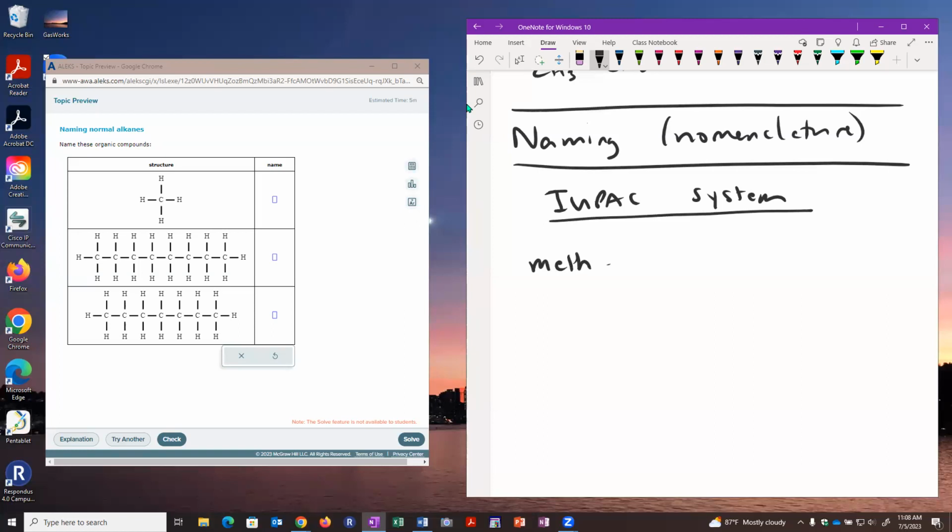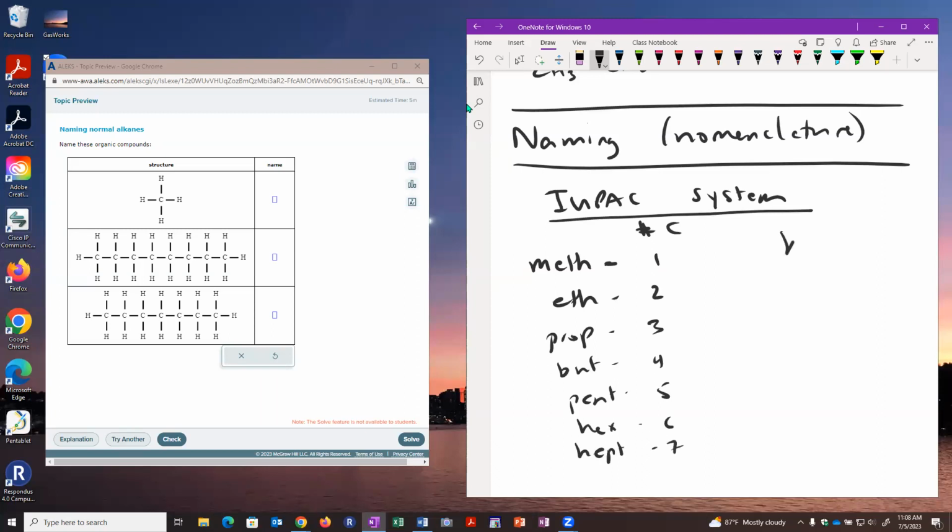So meth as a prefix means that there's one carbon, the longest chain. Eth is 2, prop is 3, but is 4, pent is 5, hex is 6, hept is 7, oct is 8, non is 9, and then dec is 10.